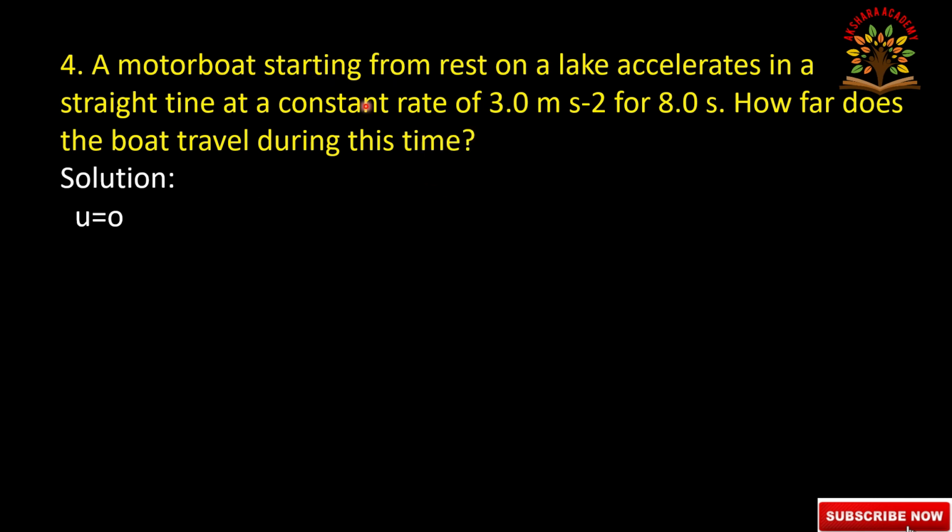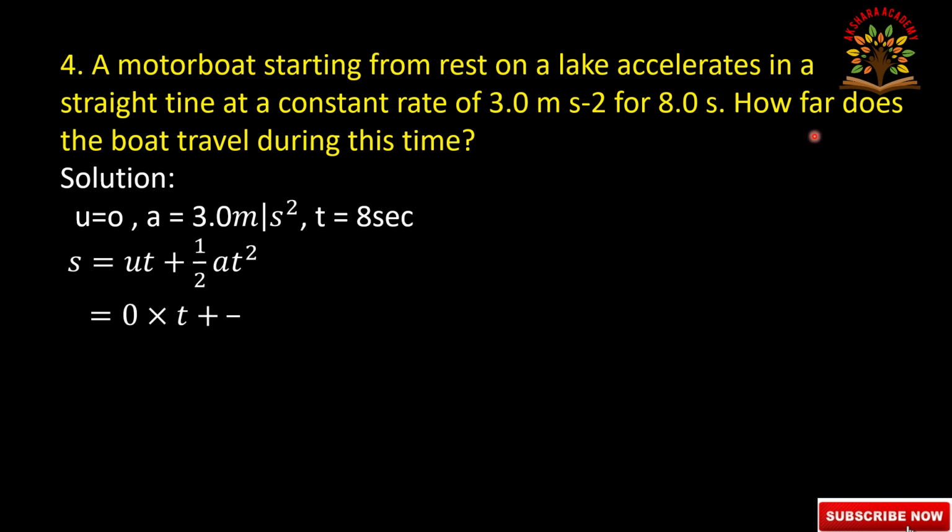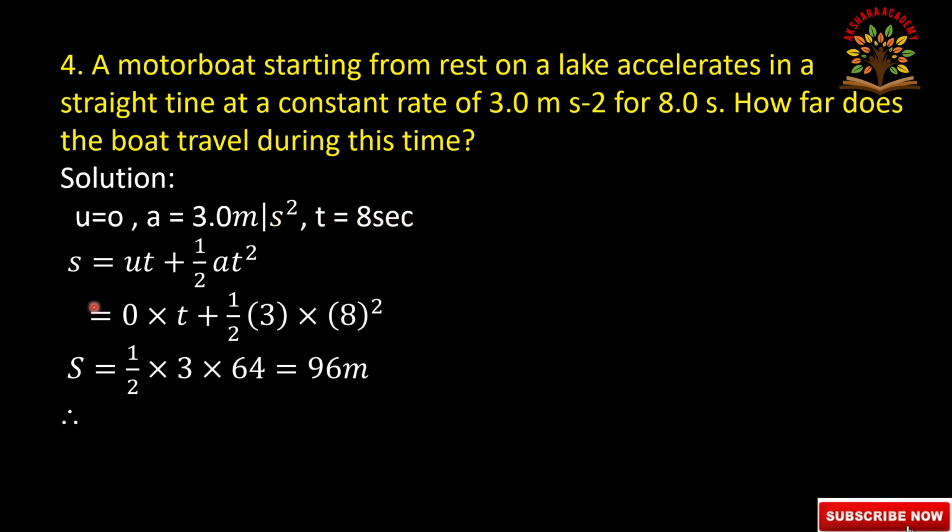The given here, starting from rest, nothing but u is equal to 0. Acceleration 3 meters per second square. Time 8 seconds. Finding the distance. Given u is equal to 0, a is equal to 3 meters per second square, t is equal to 8 seconds. S is equal to ut plus half at square. This is the second equation of motion.